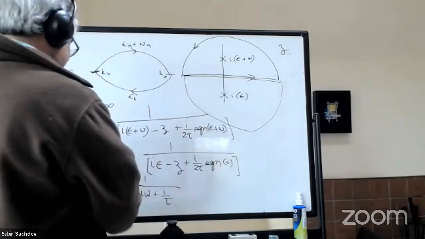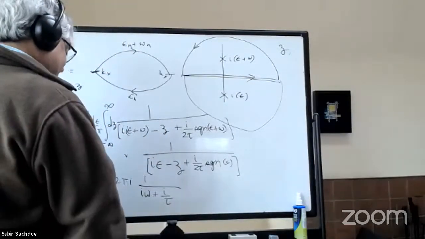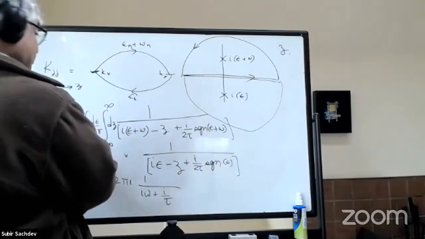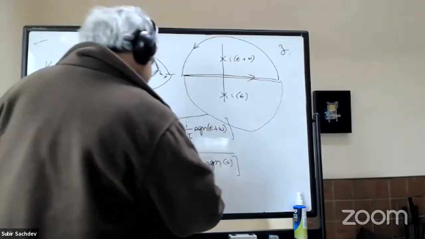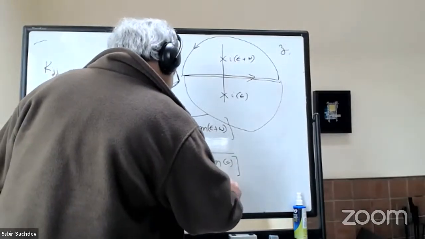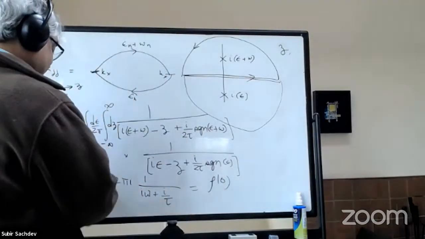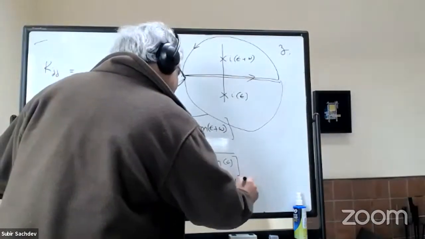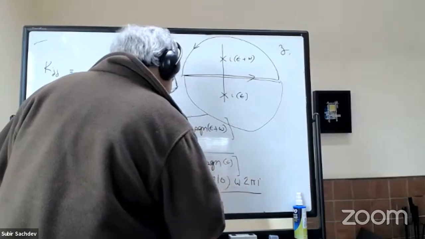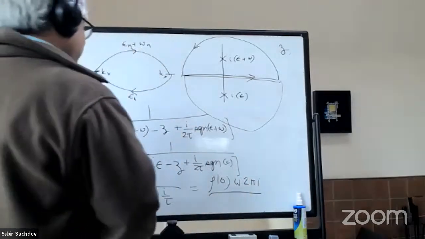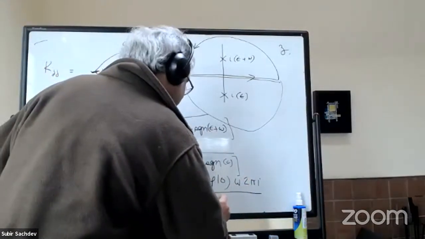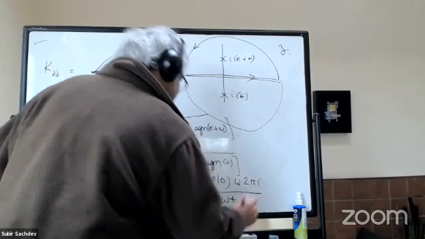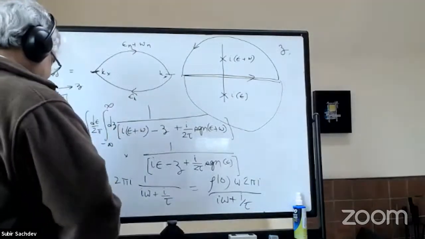Okay, so now it turns out to be an integral that I can evaluate. So the whole thing is equal to this. And so this will be equal to rho of 0. Nothing depends on epsilon, so that just gives me a factor of omega. I'm ignoring sign here. And you get 2 pi I over I omega plus I over tau.